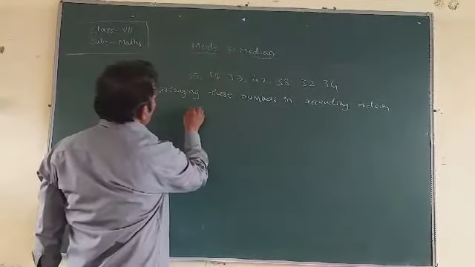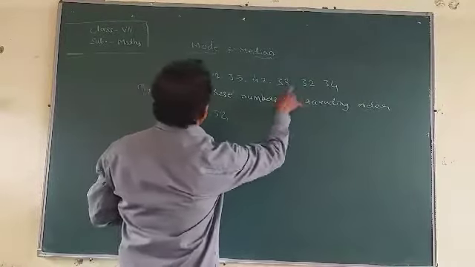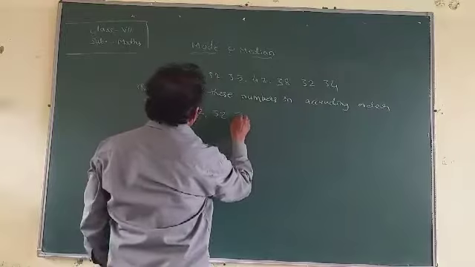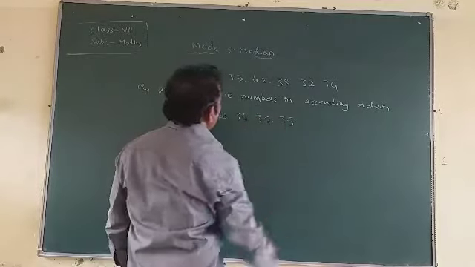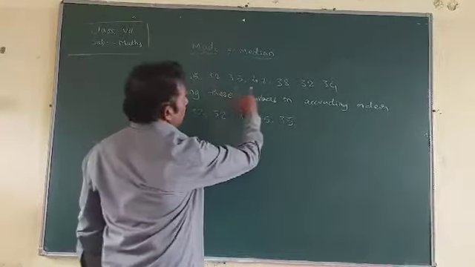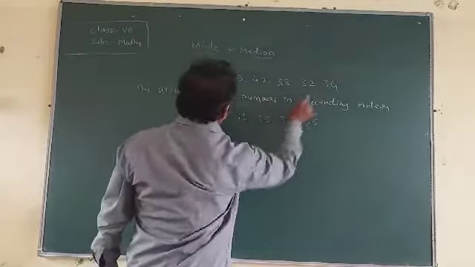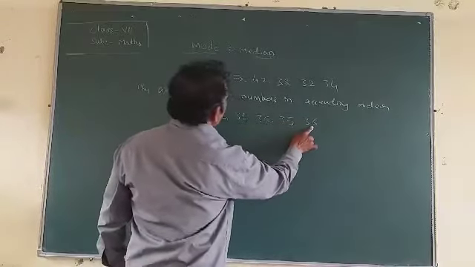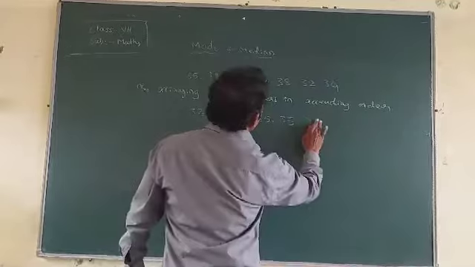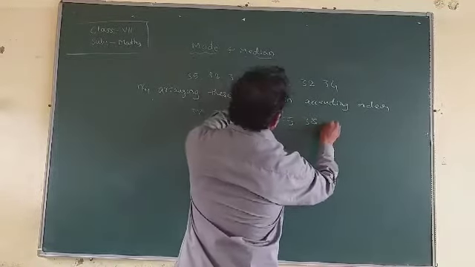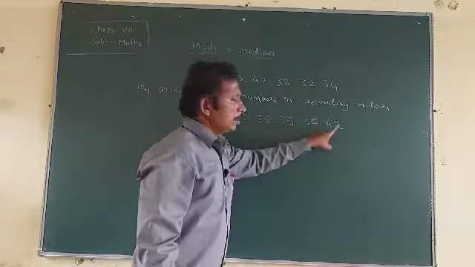The smallest number is 32, then once again 32, after 32, 34, after 34, 35, 35, then 36, 37, 38, 38, then 42. Now count them: 1, 2, 3, 4, 5, 6, 7.